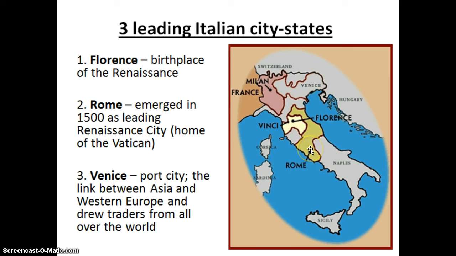And the last city-state you need to know is Venice. Here is Venice, all the way up here, the north of the Adriatic Sea. Venice is known as a port city, meaning that it is on the water. It is the link between Asia and Western Europe, and it's going to draw traders from all over the world.